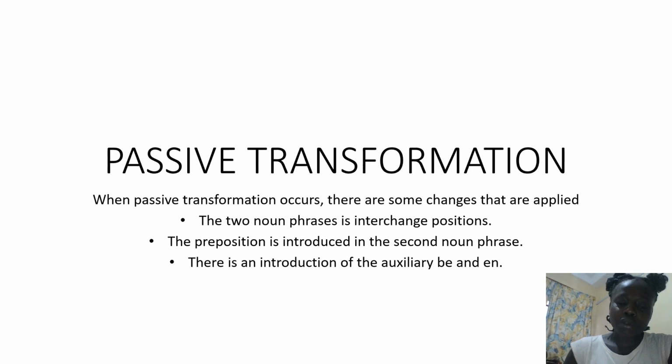The passive transformation. When you say passive transformation, it means a statement has been introduced with the prepositional phrase, and there are various changes that are applied. For example, the 2 noun phrases interchange positions. The preposition is introduced in the second noun phrase. There is an introduction of the auxiliary be plus en.